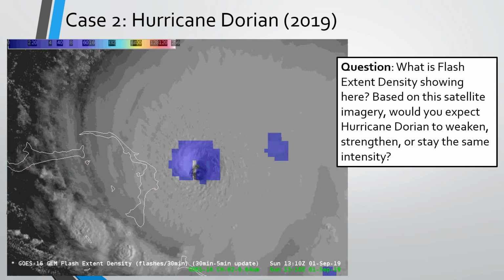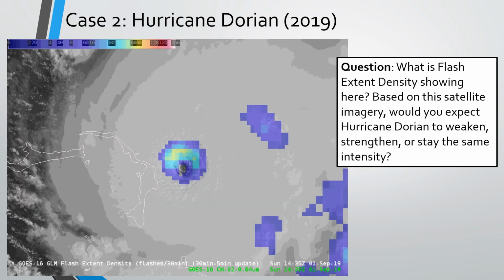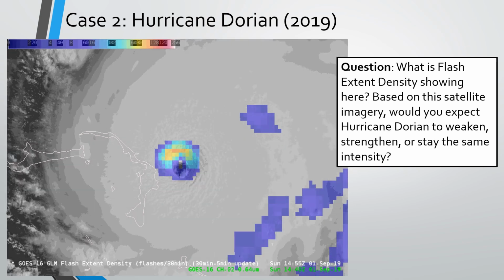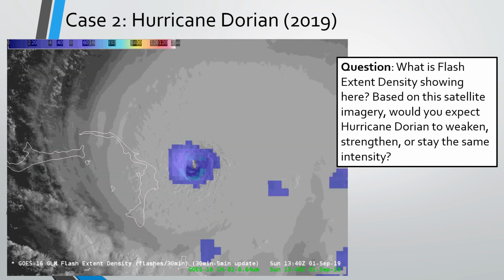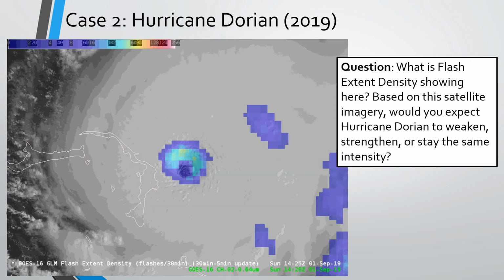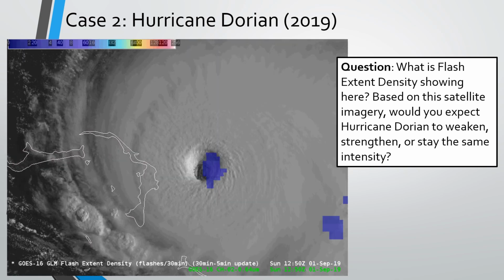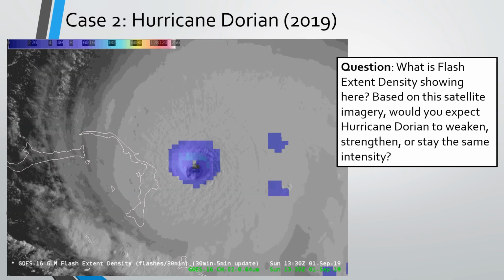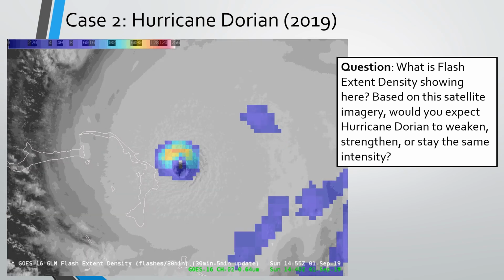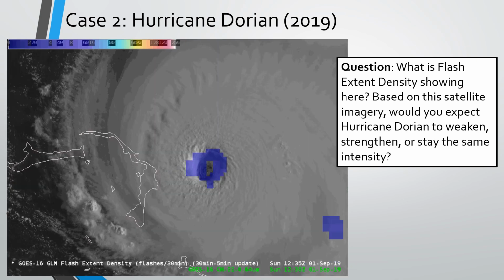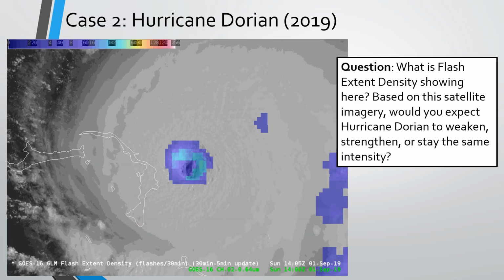Our second case study here is from a hurricane. This is from Hurricane Dorian in 2019, and what's being shown here is flash extent density in the blue, yellow, and orange colors, as well as the GOES 16 Channel 2 visible IR imagery, which is shown in the grayscale colors underneath. So the question for this case is, what is flash extent density showing here? Based on this satellite imagery, would you expect Hurricane Dorian to weaken, strengthen, or stay the same intensity?